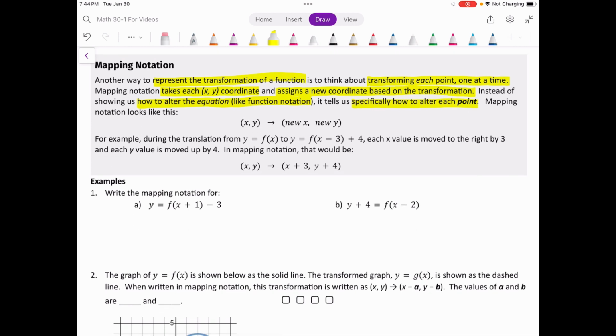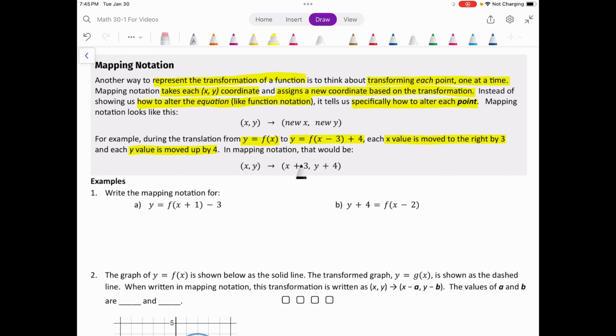So for example, during the translation from y equals f of x to y equals f of x minus 3 plus 4, we can see that h is 3, k is 4. So h is positive 3, meaning each x value is moved to the right by 3. And k is positive 4, meaning each y value is moved up by 4. Now this is going to lose that feeling of opposite about x's here, because the mapping notation is a little more direct. It's just saying, what are you going to do to every x? What are you going to do to every y?